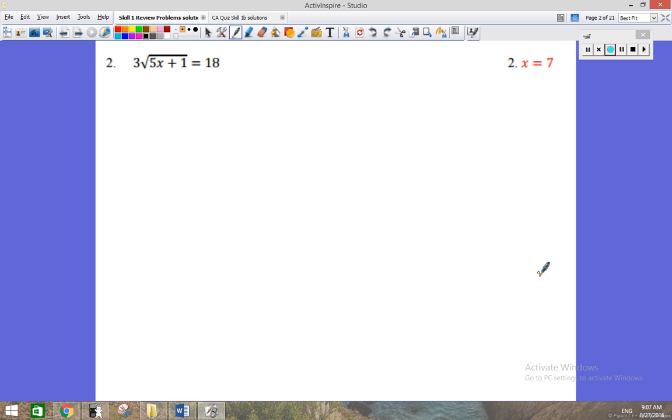Here we have a radical equation. On the left hand side we have a single term. On the right hand side a single term. You want to get the term that contains the radical by itself, and then you can square both sides. When you have a constant out there, don't forget to square it. The 3 squared is 9. When you square a radical, you just get what's underneath there. And 18 squared, I think, is 324.